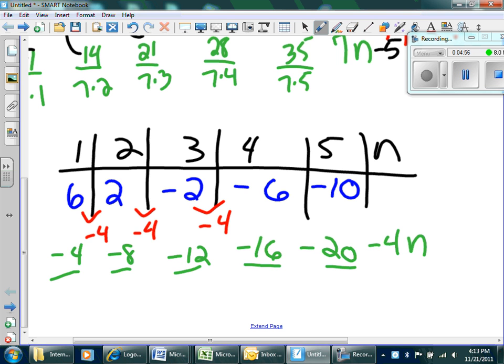All right, I will compare up now. How do I turn negative 4 into 6?